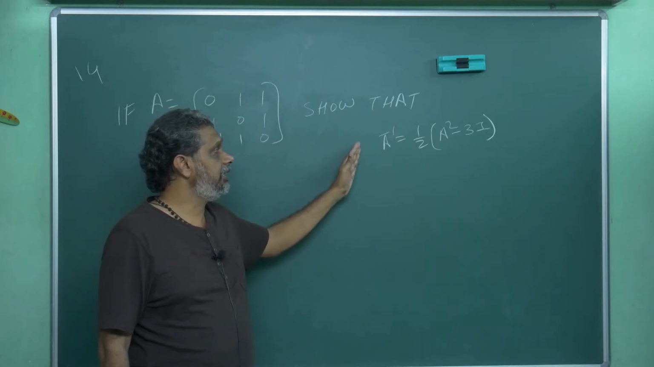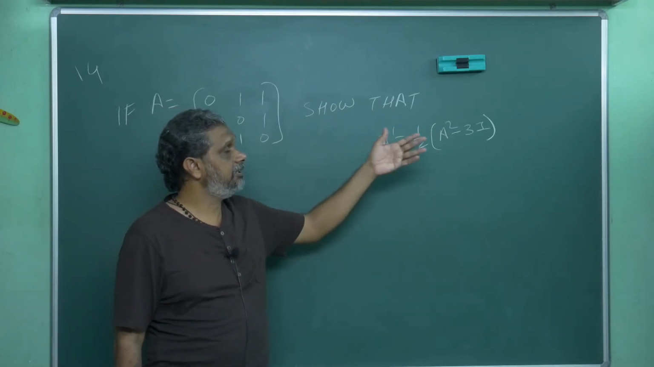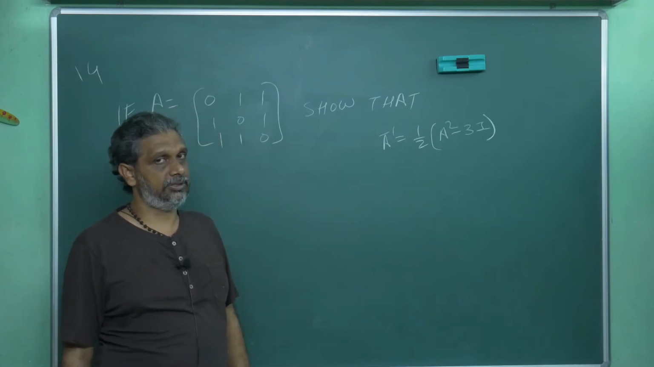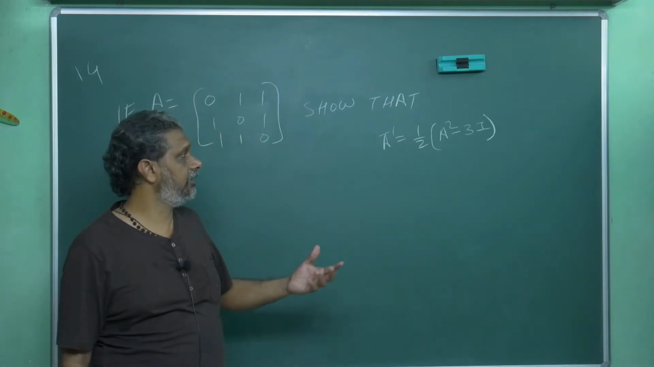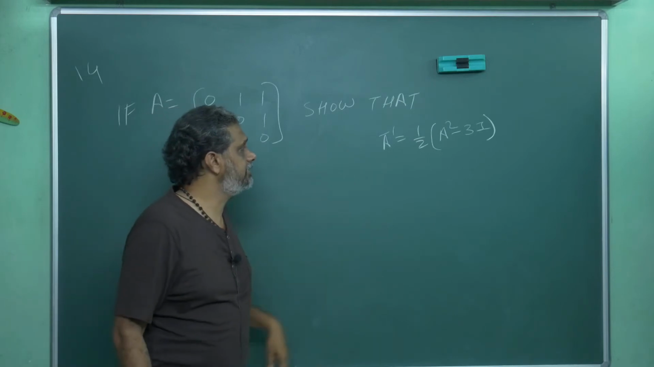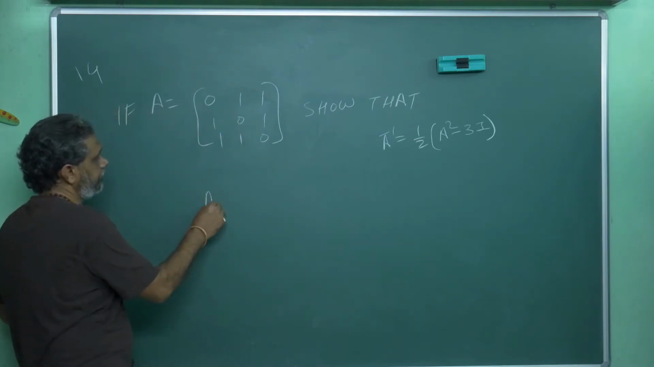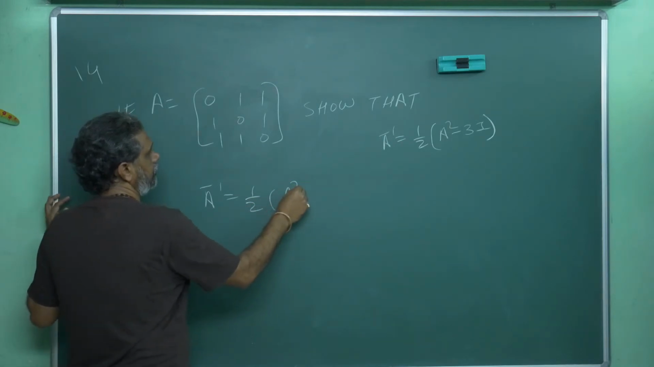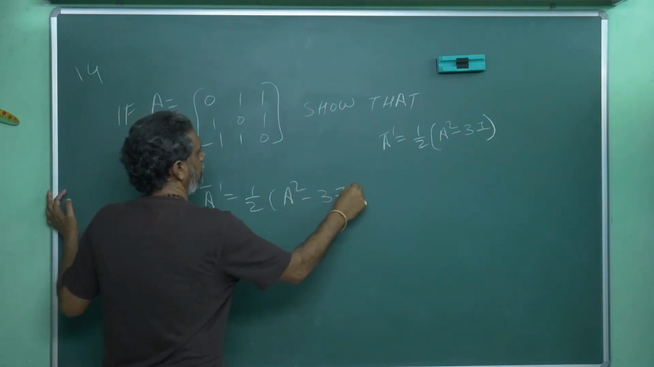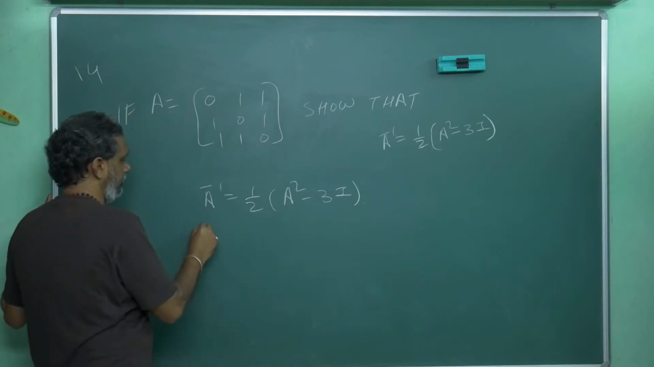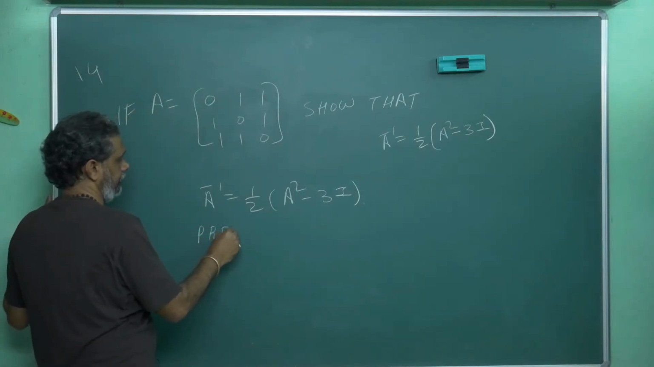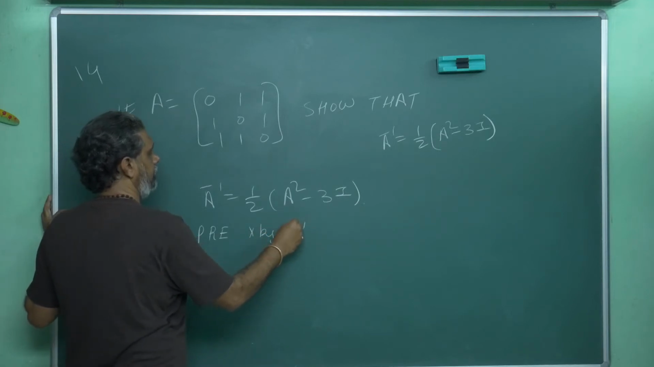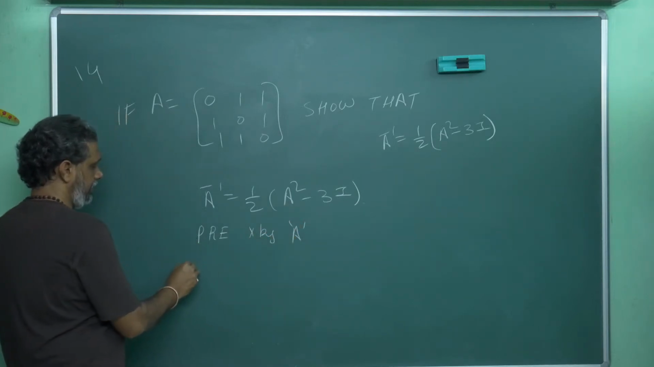So what will you do? Finding A inverse and equating both sides is somewhat of a headache, so I don't want to do it in both ways. I will attack in one way. Take this equation and pre-multiply by A.